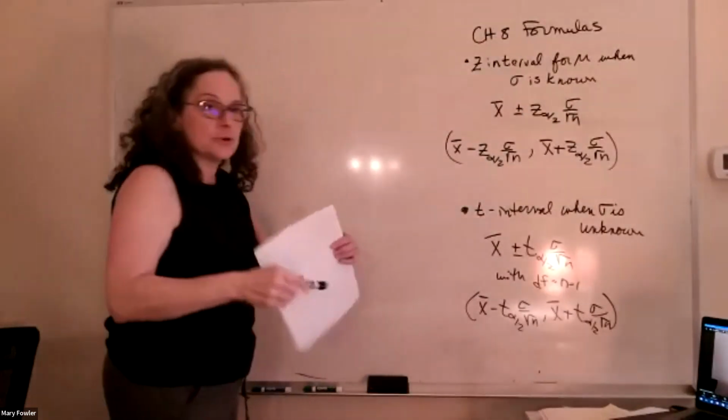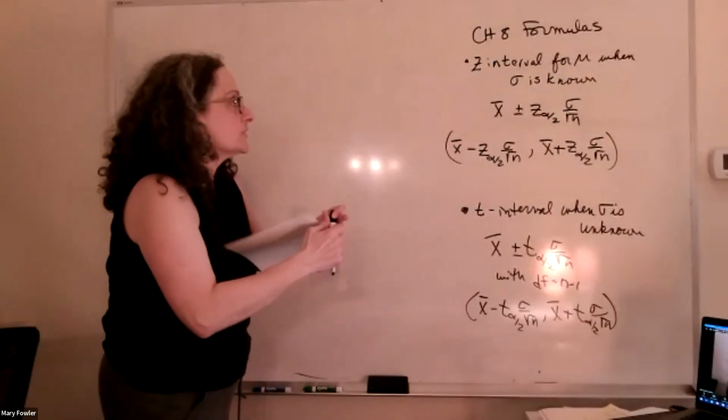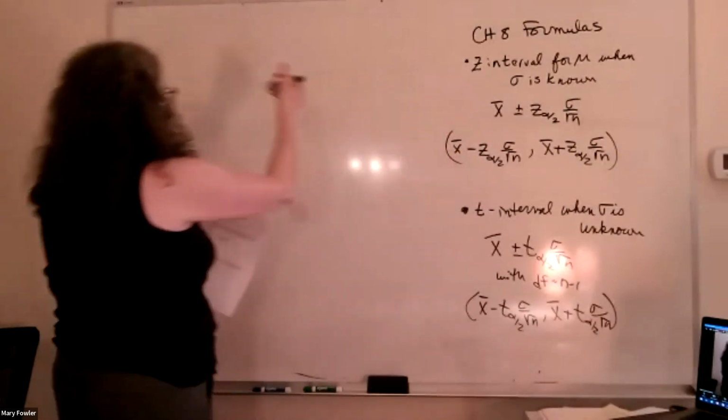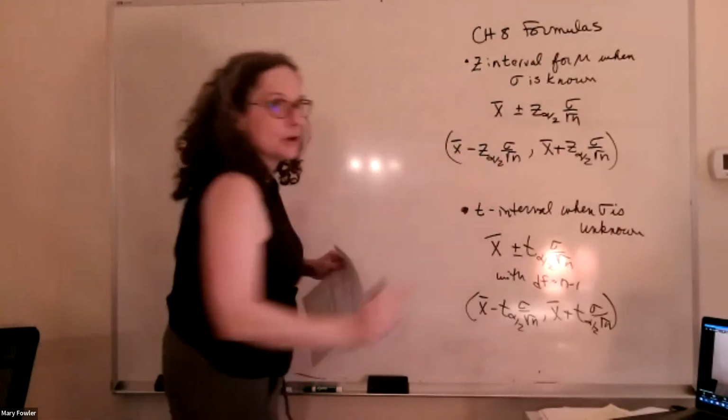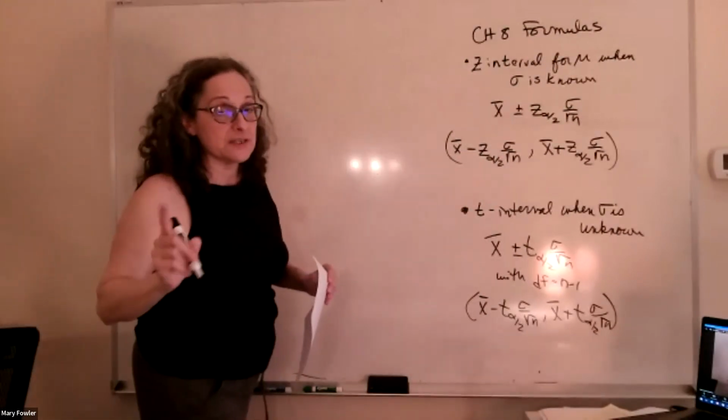Okay, so let's look at the first question. We're going to use this Z interval procedure. So what we'll do is we know we need an x bar, we know we need a sigma, we know we need an n, and we do need a Z sub alpha over 2.